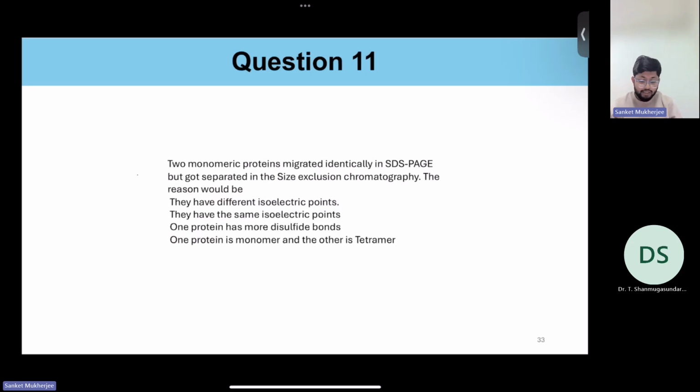Two monomeric proteins are migrated identically in SDS page but got separated in the size exclusion chromatography. The reason would be they have different isoelectric points. They have the same isoelectric point. One protein has more disulfide bonds. One protein is a monomer, and the other is a tetramer. What would be the answer?